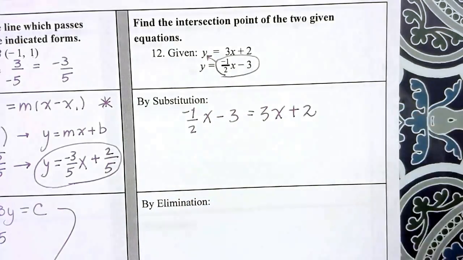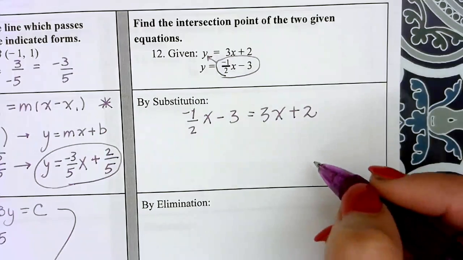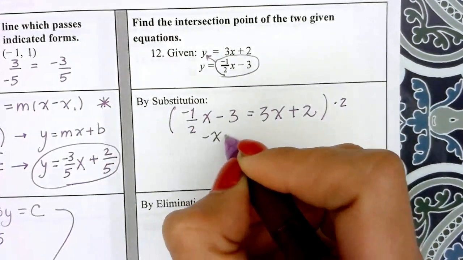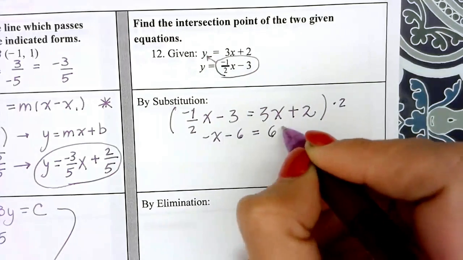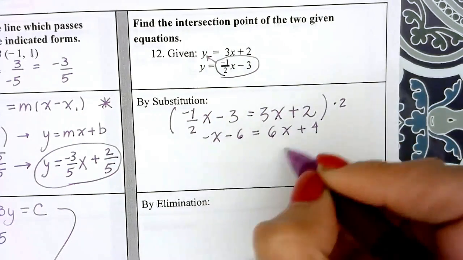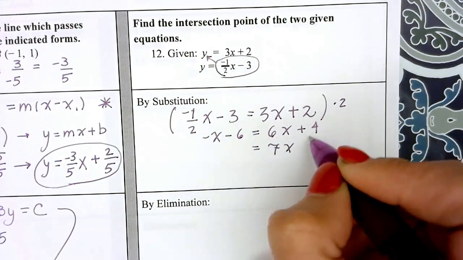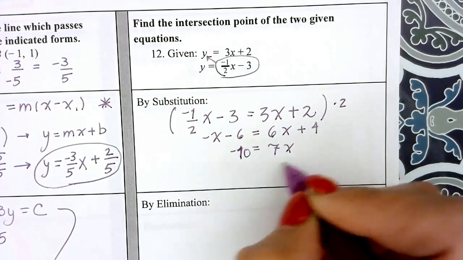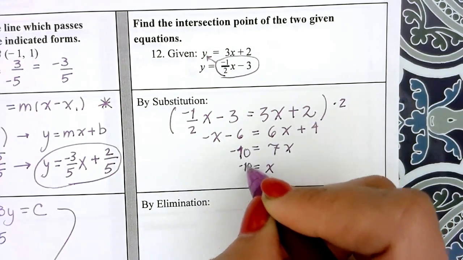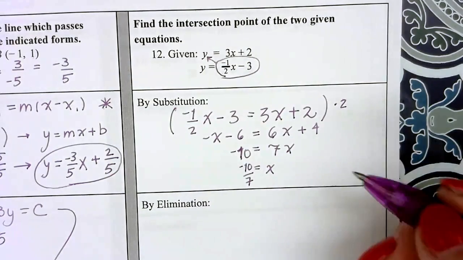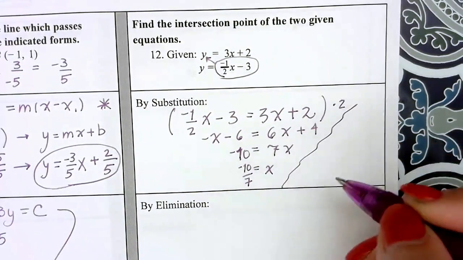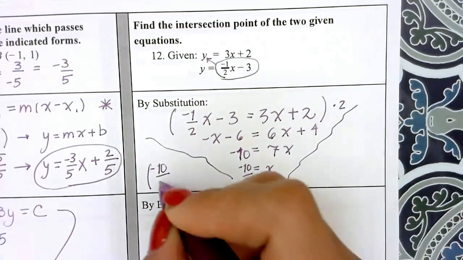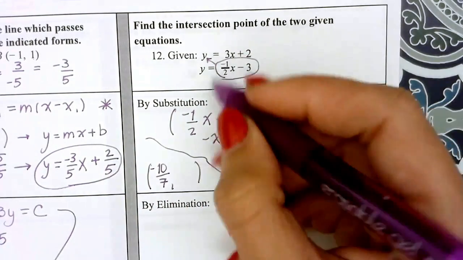So here we are. I need to solve for x. So this is me using substitution. I'm going to clear out my fractions, times 2 everywhere. That's negative x minus 6 equals 6x plus 4. I'm going to add x over here, 7x. Subtract 4, negative 10. Divide by 7, x equals negative 10 over 7. Now I can get the other value however I'd like, and then I'll write my ordered pair down over here. Negative 10 over 7, comma. Now, fill it in wherever we want.